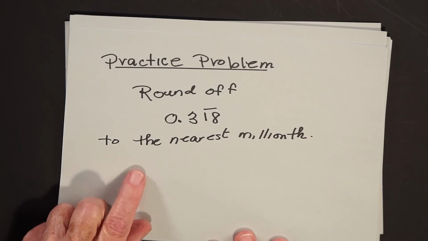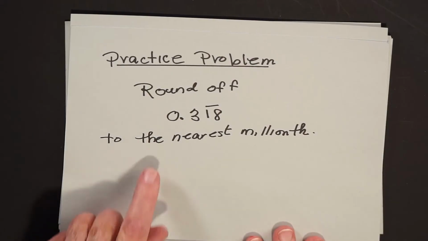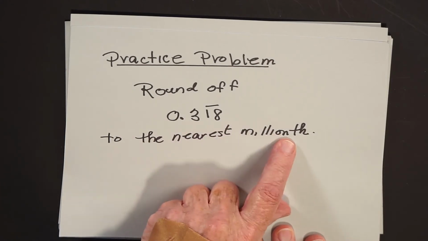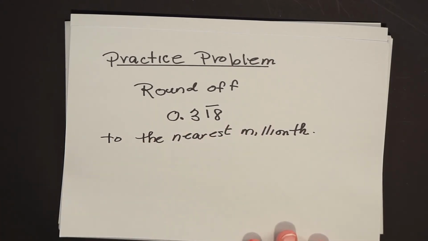And the reason I give this problem is I mentioned to you that in the real world, we can't measure beyond a certain degree of accuracy. Let's suppose that we're able to measure to the nearest millionth, and somebody tells us, no, you have 0.318181818, it goes on forever. And we want to say, okay, I can't measure that closely, but I can measure to the nearest millionth. So the problem is what? Round off 0.318181818 to the nearest millionth, okay?